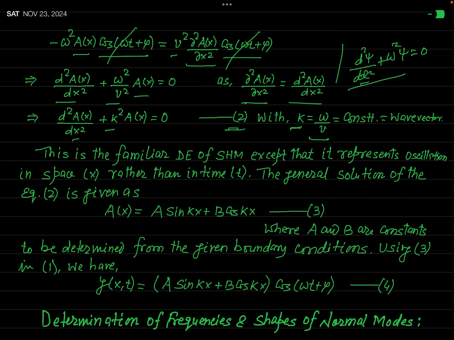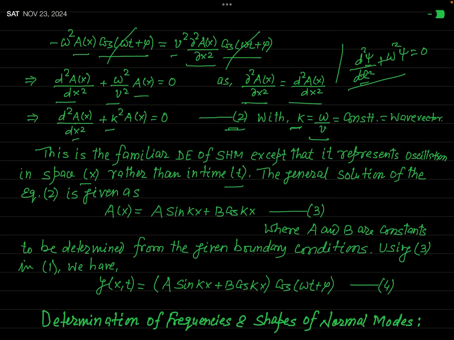Except that it represents oscillation in space rather than time t. Here space is oscillating, not time t. It means A is oscillating with x, not with time. Here ψ is oscillating with time, but here A is oscillating with space x. But since the form of this equation is identical to the differential equation of SHM, we can use the idea of how to write the solution of the equation of SHM.